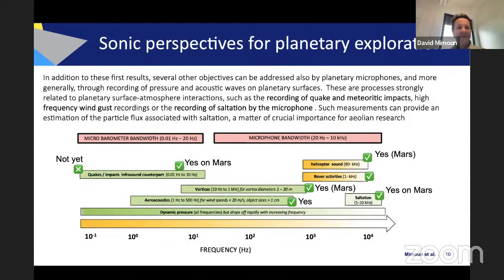Okay. Thank you. The perspectives are very interesting. If you couple a microbarometer and a microphone, you will get the full range of experiments. From quake impacts to saltation, these measurements help us record a wide range of phenomena. So we are advocating the use of these experiments. Sorry for being a little bit too long.